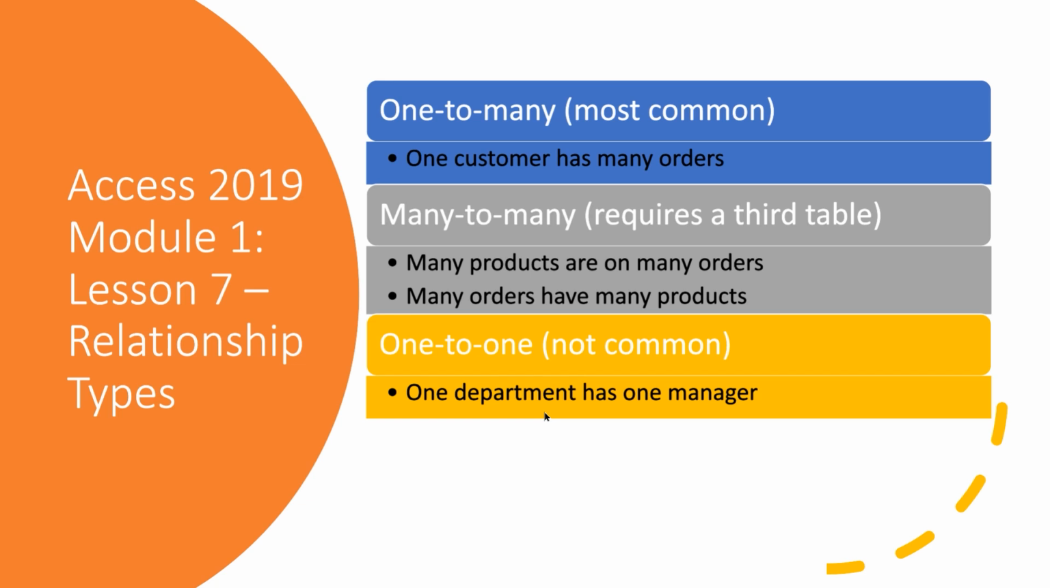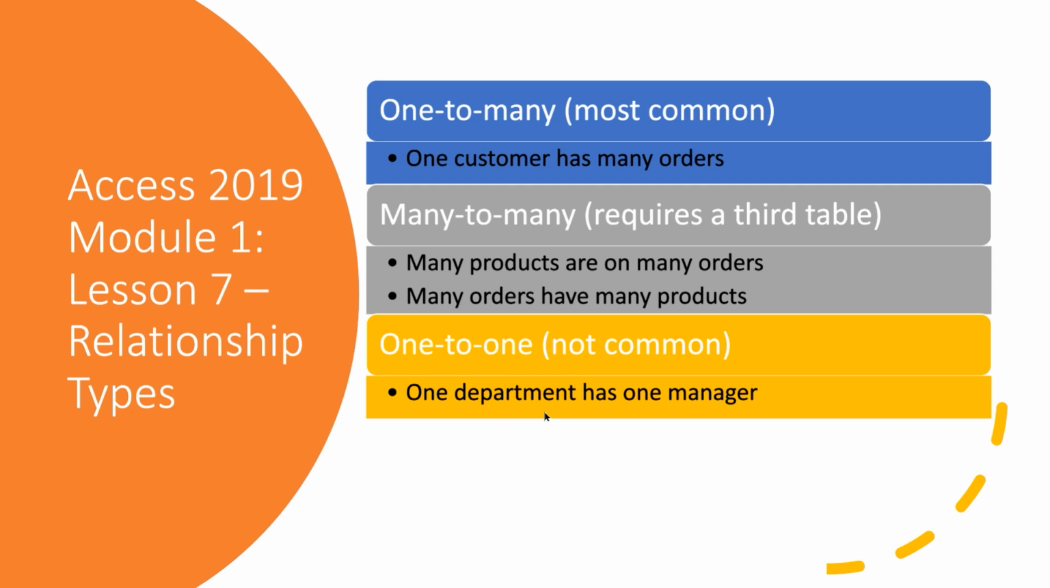There are 3 types of relationships that you can create in an Access database. The most common, and it's the one that we saw in the Northwind, was the relationship between the customers table and the orders table. That was a one-to-many relationship. Again, one customer has many orders. It is the most common relationship type, and it's typically the default relationship type when you create a relationship.